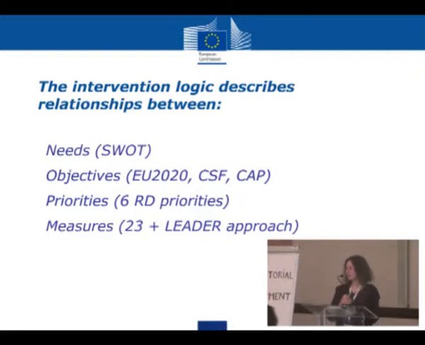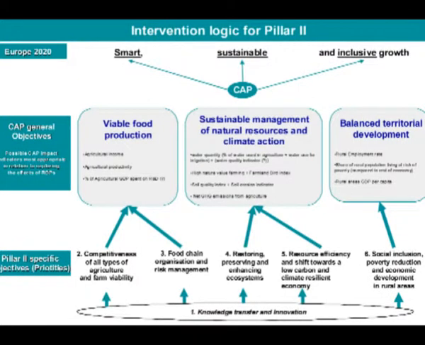It describes the relationship between the needs established through the SWOT analysis of the territory, the overall objectives, which are drawn as linked to the EU 2020 objectives, the Community Strategic Framework, and the CAP overall objectives, and how the 6 rural development priorities can feed into those, and then how the measures of rural development, the 23 measures, plus, of course, LEADER, contribute through the focus areas and the priorities to achieving the objectives to meet the needs of the region. Now, it's necessarily simplistic.